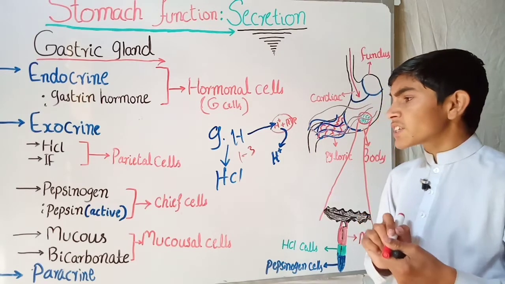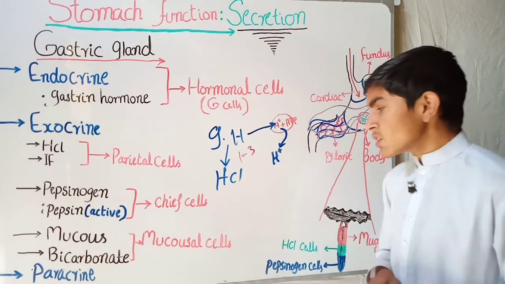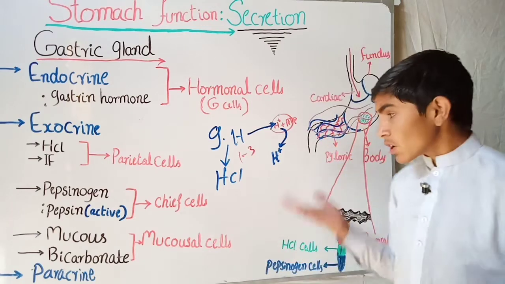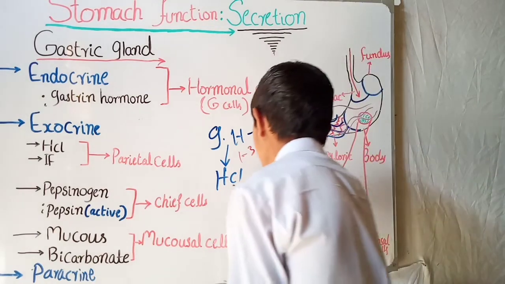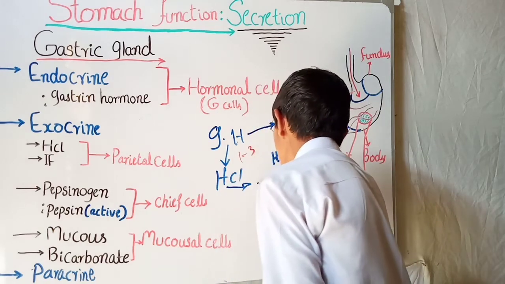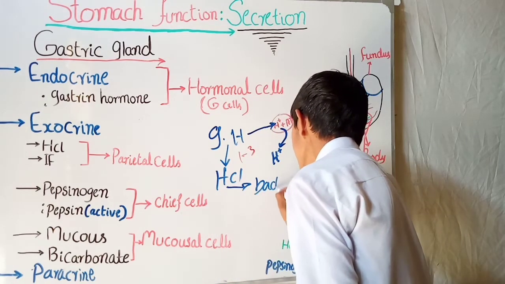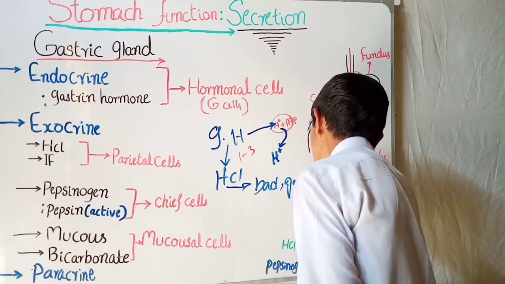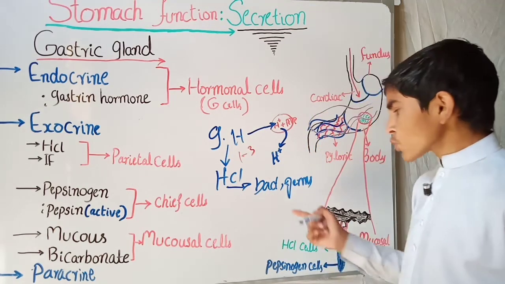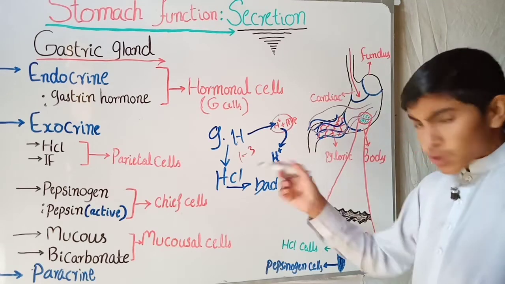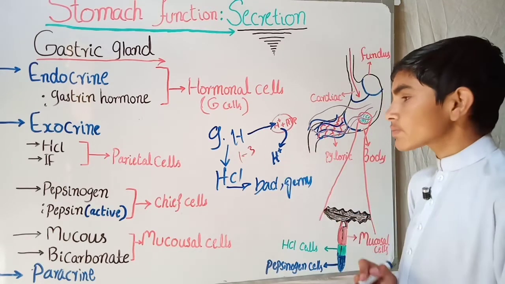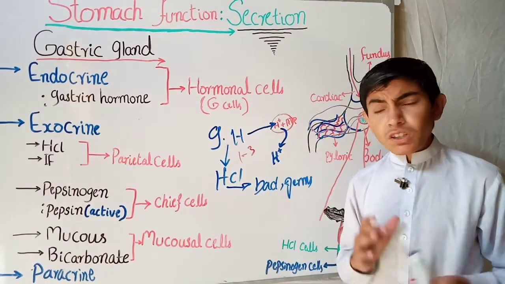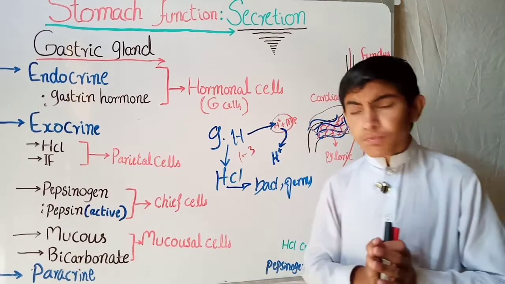The function of HCl is to kill the germs, the bacteria coming through the bolus. So the function of the HCl is to kill the bacteria and germs, and also another function you will study later. The second one is the intrinsic factor. The function of intrinsic factor is also very important.